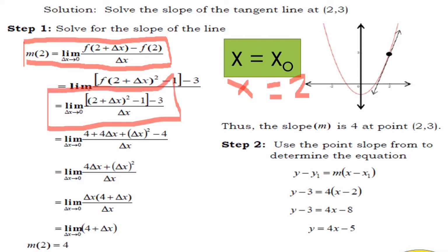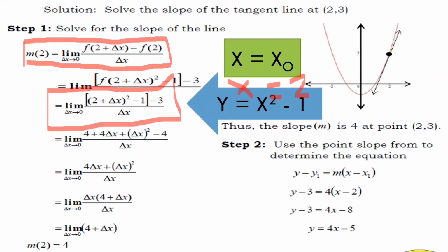Let's now simplify. Our x is 2 and y is 3. So we have 2 plus change of x, the quantity squared, minus 1, which came from the function. Minus 3 came from the value of y in the ordered pair. Why negative 3? Remember from our formula, we have minus f of 2, minus the y coordinate. So let's now evaluate or simplify.